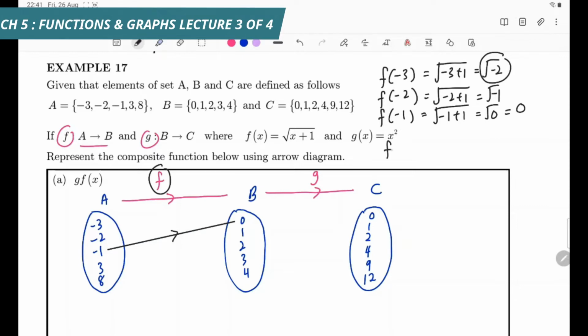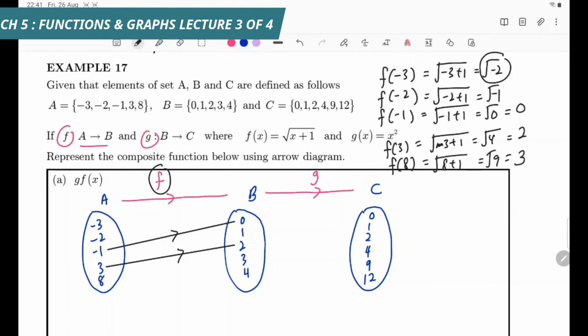Next, f of 3, substitute into f. So we have 3 plus 1, which is 4, whose square root is 2. So we could map 3 to 2. And for the last one, f of 8 is equal to 8 plus 1, which is 9, whose square root is 3. So we can map 8 to 3.